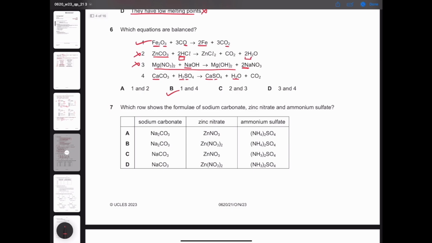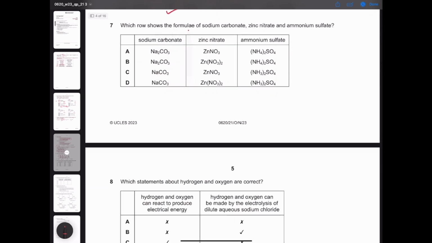Now, which row shows the formula of sodium carbonate, zinc nitrate, ammonium sulfate? This should be simple for all of you. I'll also show you the working. Sodium has a valency of 1. Carbonate ion is CO3 2 negative, right? So the charge is 2. So you cross multiply this, it becomes Na2CO3.